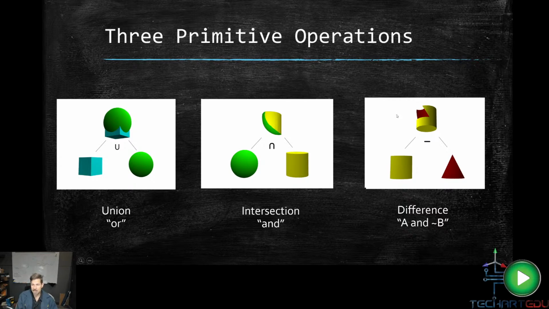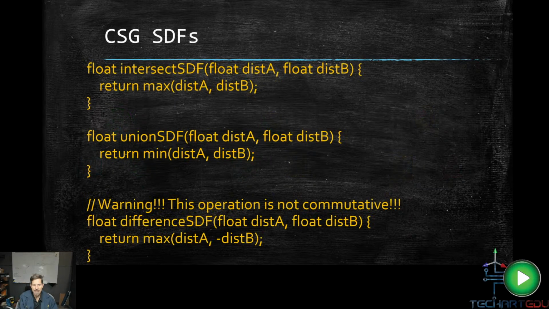As you can see here, it looks like the cone has been taken as a chunk right out of the cylinder, and that's the difference. And so we have union, intersection, and difference, and that's really all that there is. Translate this into HLSL, and we'd end up with three very, very small functions. Check this out.